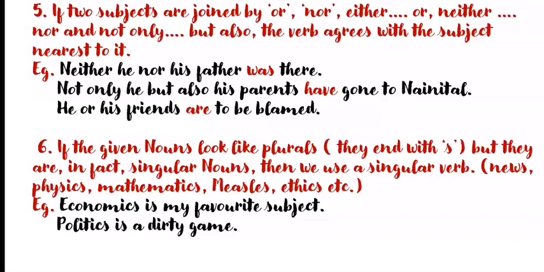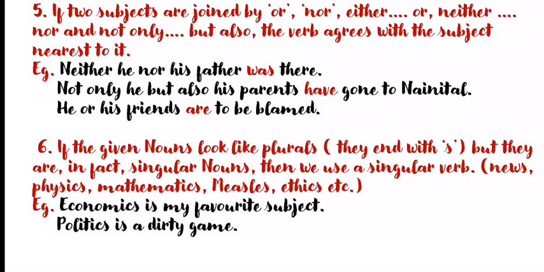If two subjects are joined by or, nor, either or, neither nor, and not only but also, the verb agrees with the subject nearest to it. That is, the verb agrees with the subject that comes last. Neither he nor his father was there. So, neither nor, two subjects, he, his father. The verb used is was. The verb is used in agreement to the subject, his father.